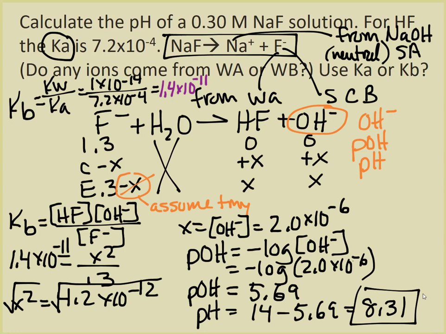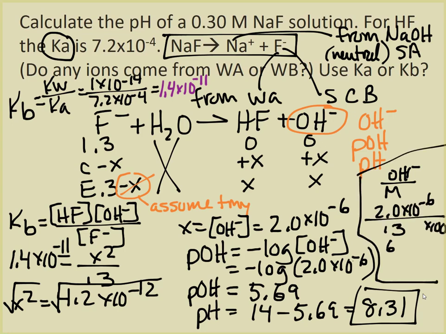We can just double check that it was okay that we took that shortcut where we got rid of that minus x. And so what I do is I take, in this case for the base, the OH concentration, and I divide it by the molarity. So I get 6.7 times 10 to the negative fourth percent dissociation. So I am just fine taking that shortcut. This is just a really, really tiny amount. So again, this is just to check.